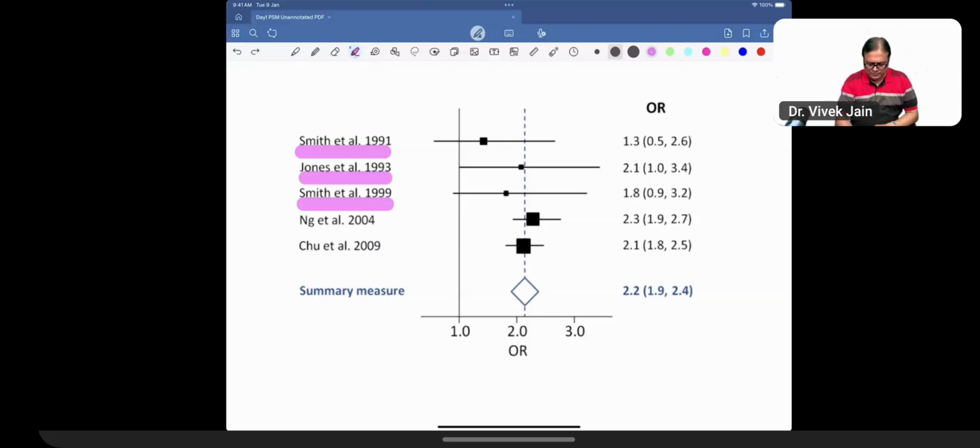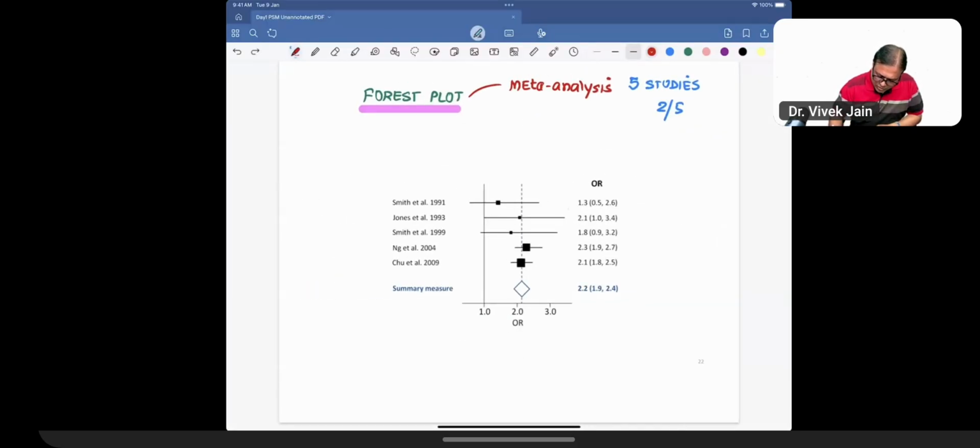Now, can you tell me which study designs were included? Which study design is this in the meta-analysis? Case control, because look at the right side, odds ratio was used in calculation. So all the 5 studies, if you see odds ratio, 1.3, 2.1, 1.8, 2.3, 2.1, value of odds ratio.